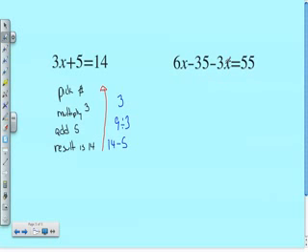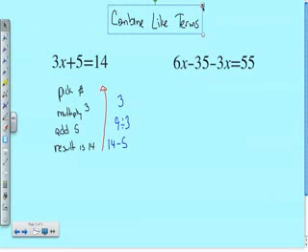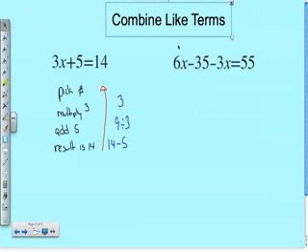So now we are going to take it one step further with this equation. This says 6x minus 35 minus 3x equals 55. Well, we can't solve this equation by picking a number because essentially we have two x's in here. So what we need to do is called combine like terms.